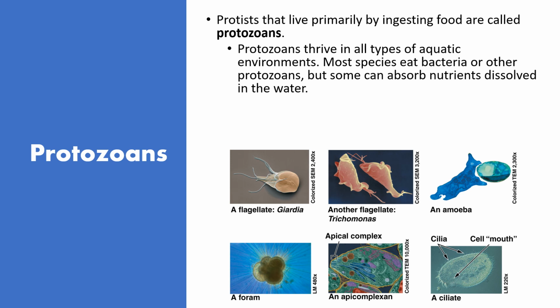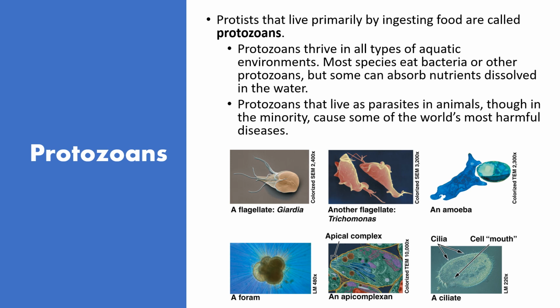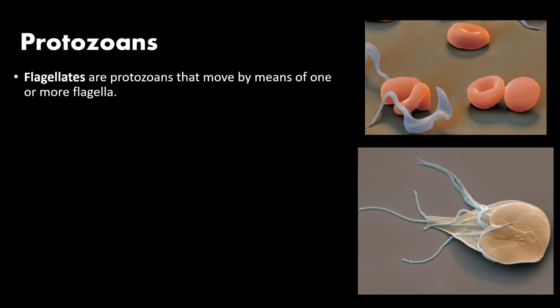But most of them are going to eat bacteria or other protozoans, but some will actually absorb nutrients from the water. And some of them are going to be found as parasites in animals. Not a lot of them are going to be parasites, but they can be, and some of them are some of the most dangerous in the world. So for example, this trypanosome is going to be an organism that can cause a pretty serious disease.